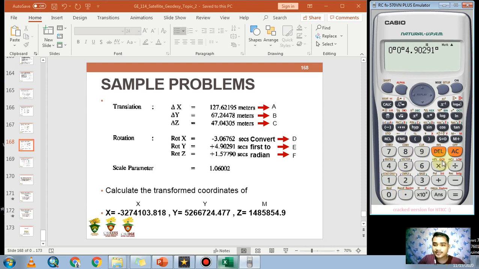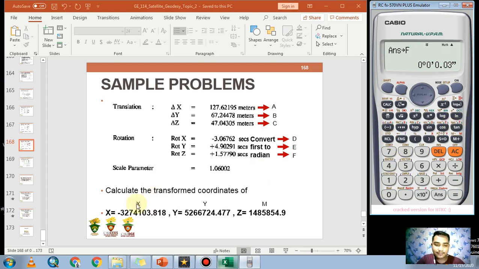And next is rotation Y, 0 degrees, 0 minutes, 4.90291 seconds times pi over 180. Alright, so we have this value. Ato siyang i-store sa memory E. Now, for rotation Z, again, 0 degrees, 0 minutes, 1.57790 seconds times, ato siyang i-radian, pi over 180 is equal to this one. Then ato din siyang i-store sa memory F.